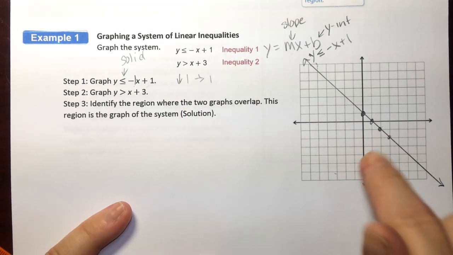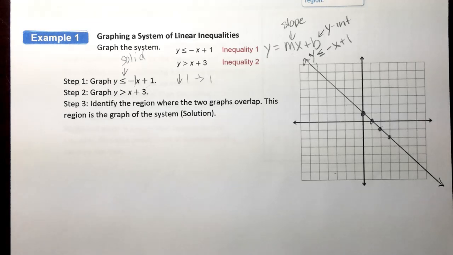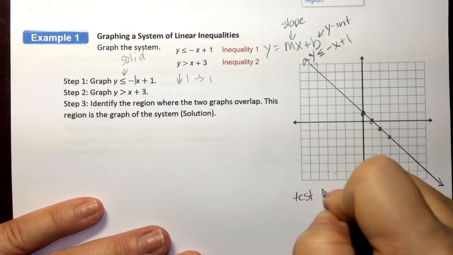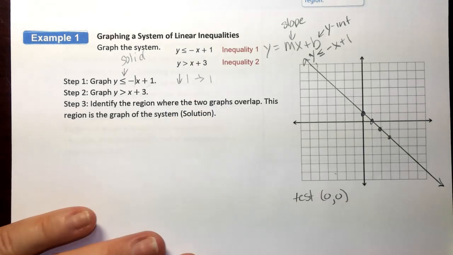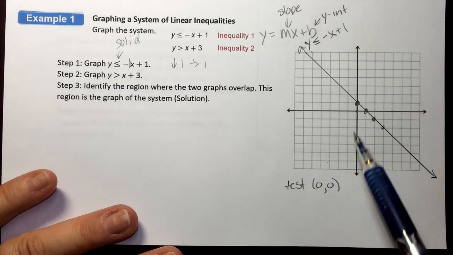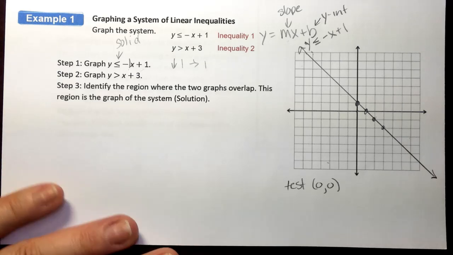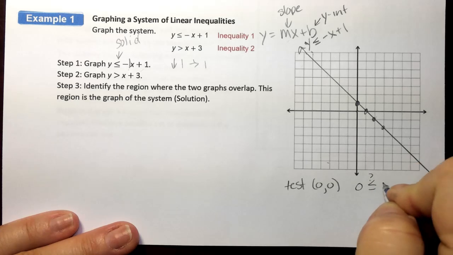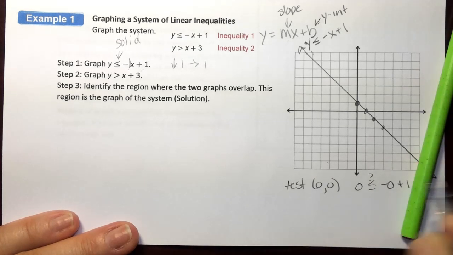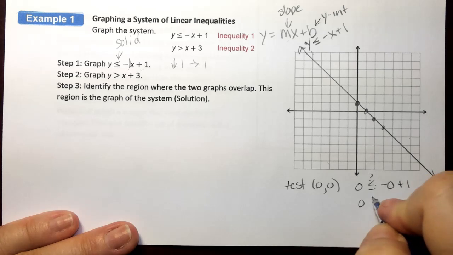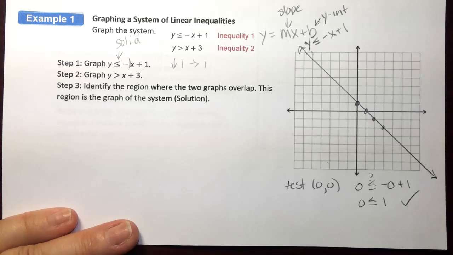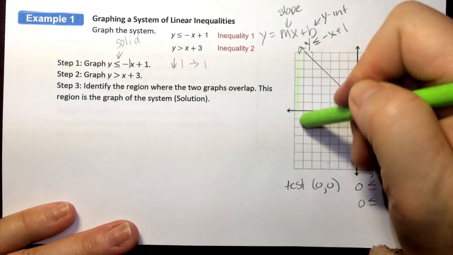But remember, if you are ever unsure of which side to shade, let's pick a point. So I am going to use my favorite point right here, 0, 0. So I'm going to test 0, 0 into my first inequality. So remember, if it's a true statement, that means I shade this side. If it's false, I shade that side. Alright, so is 0 less than or equal to negative 0 plus 1? Well, 0 is just 0, so 0 plus 1 is 1. Is 0 less than or equal to 1? Yes, so that is a true statement. So what does that mean? That means I am shading this side of my graph.